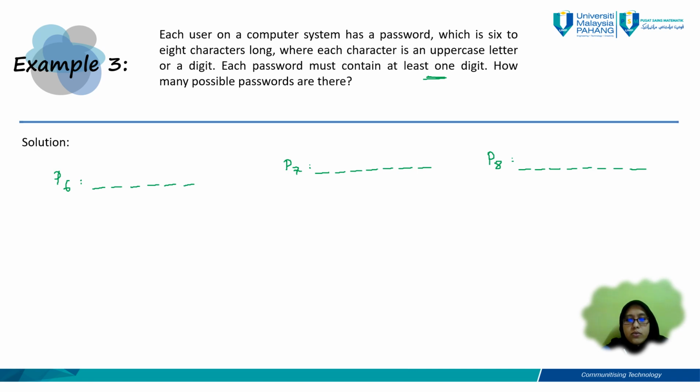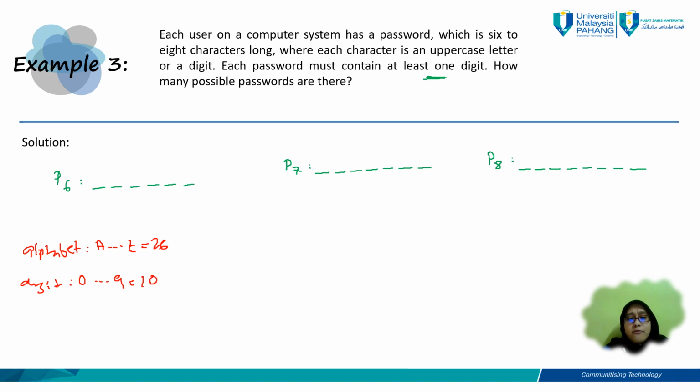And as we know, the characters in each password can be alphabet and at least 1 digit. So for alphabets, starting from A until Z, we have 26. While for digits, from 0 until 9, we have a total of 10 digits.